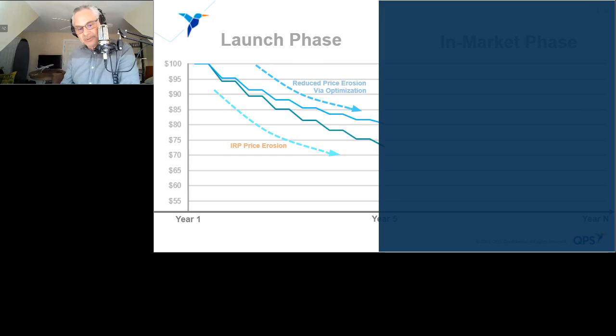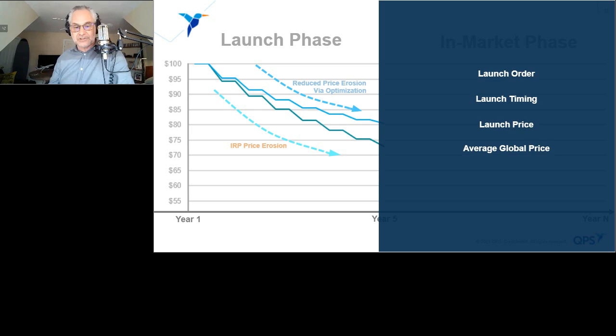So what market access global pricing will try to do in these phases is attain the top line by reducing price erosion via optimization. The levers they have at their disposal are determining the optimized launch order: which countries are you going to go into, and in which order? The timing is also critical, and so are the prices you attain, in understanding how a price can cascade all the way through this system. And if companies can follow this metric of what is going to happen to the average global price, it enables them to make the best decisions about bringing a product to market.